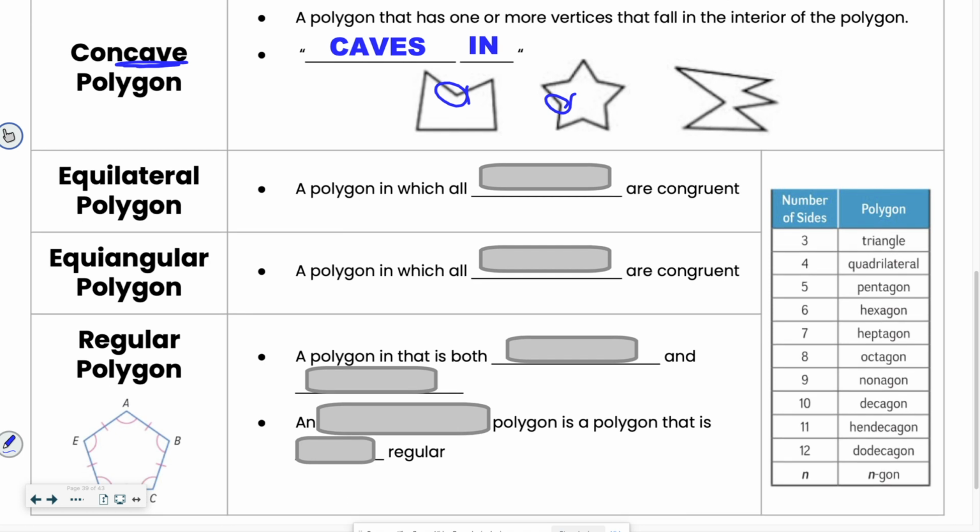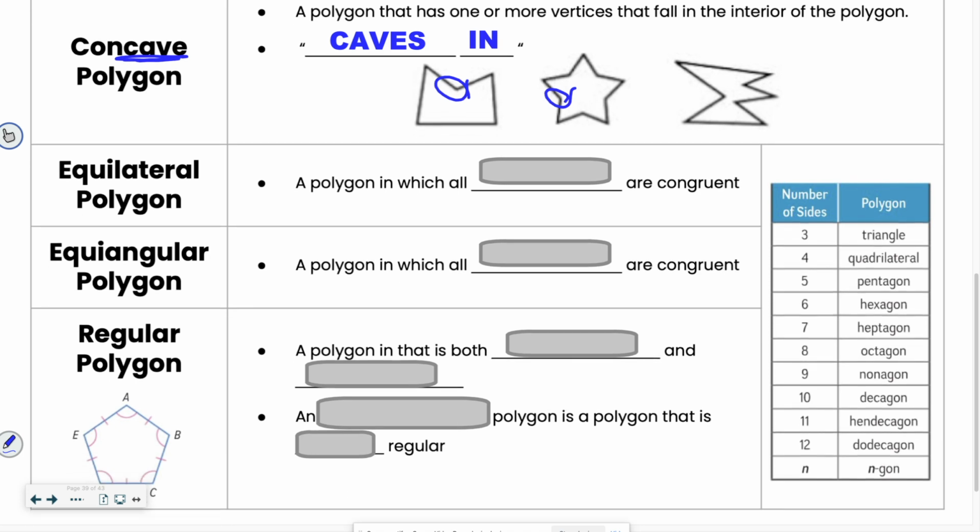And then another way you can name it is by its angles and sides. Do you know what equilateral means? All sides are equal. Lateral means side, so equal sides. So what do you suppose equiangular is? Angles are all equal. All angles are congruent. They're all the same.